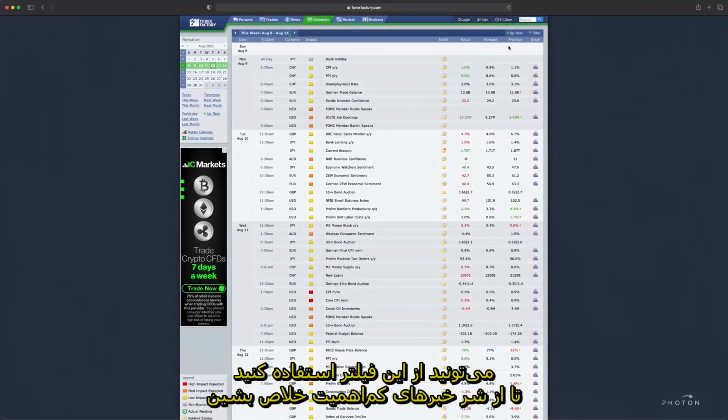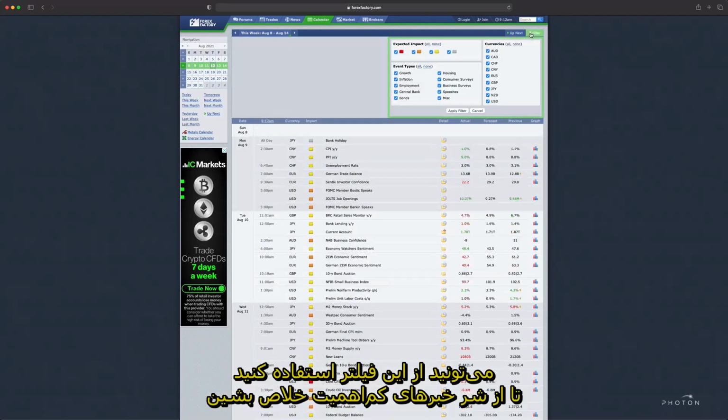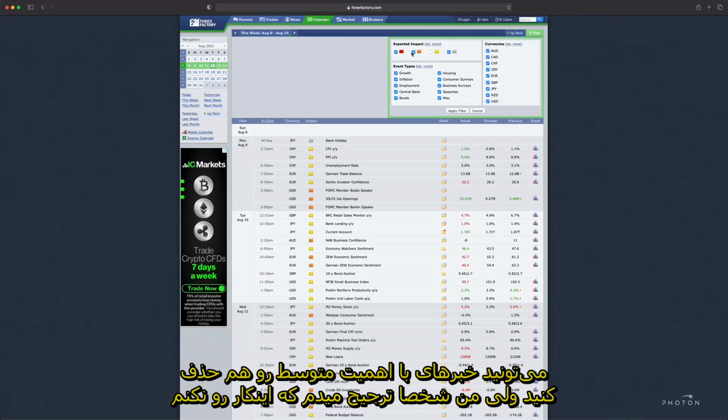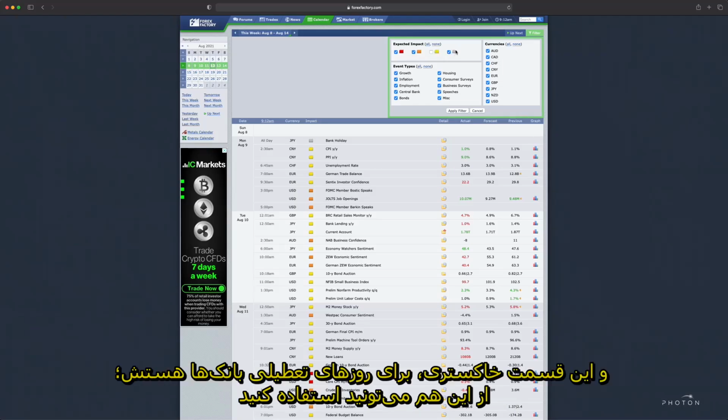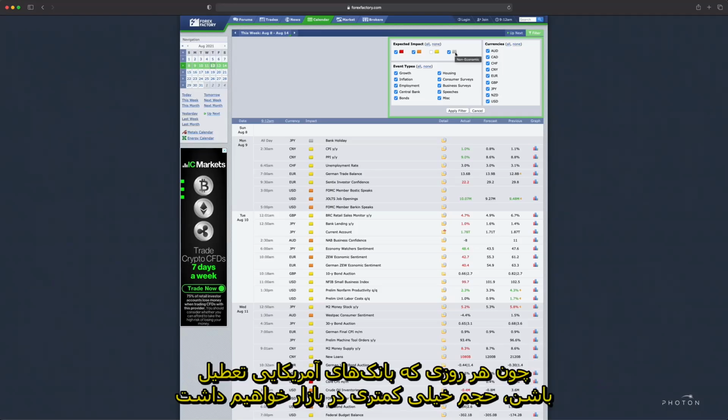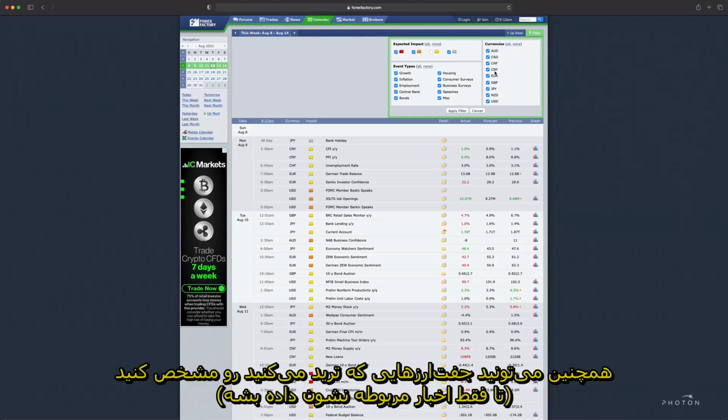Now, one thing you can do is use this filter, and you may want to get rid of the low impact news events, or potentially even the medium as well, but I prefer to keep that on. I'll typically just get rid of the low impact ones, and then the grey one here is just for bank holidays, so that can also be useful, because if there's a US bank holiday, then typically there's a lot lower volume in the markets, for instance. And then you can apply that filter. You can also just do the currencies that you trade as well.